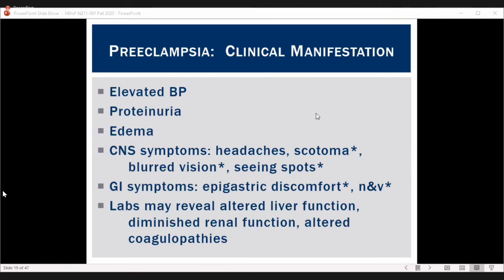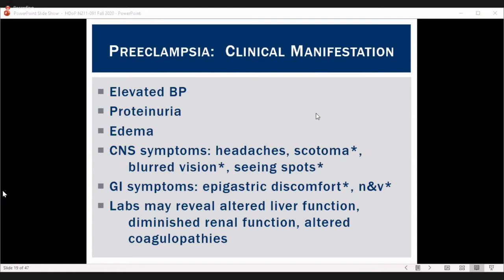GI symptoms. So epigastric discomfort. Typically, epigastric discomfort is caused by liver involvement. And so it's usually referred pain from that inflamed liver. So a patient might say to you that, okay, this is Monday morning, they've had heartburn. This preeclamptic patient says to you, I've had heartburn all weekend. That's telling you the liver is involved and this patient is making her way into HELP syndrome. It is getting worse. All right.